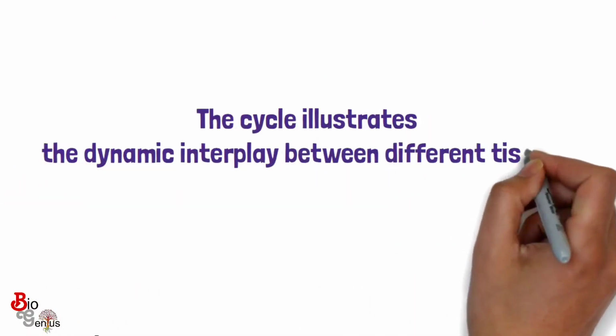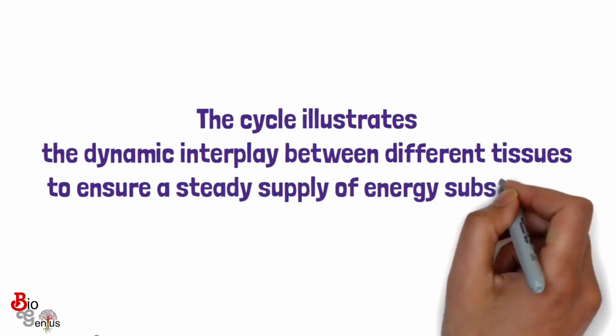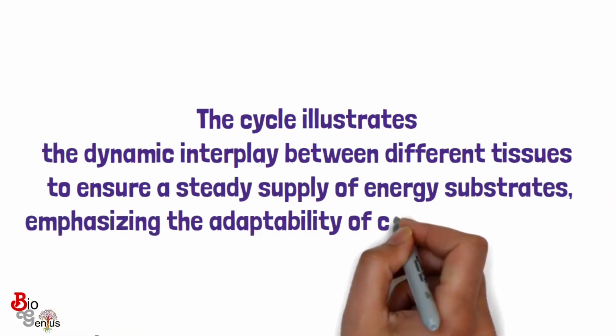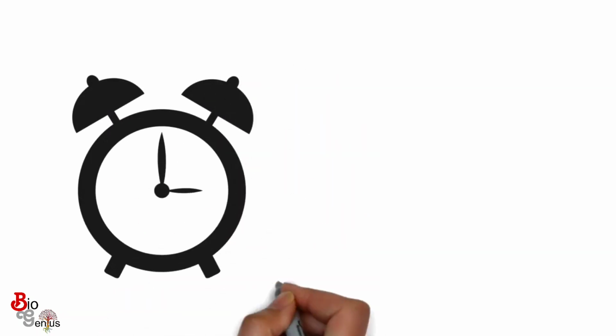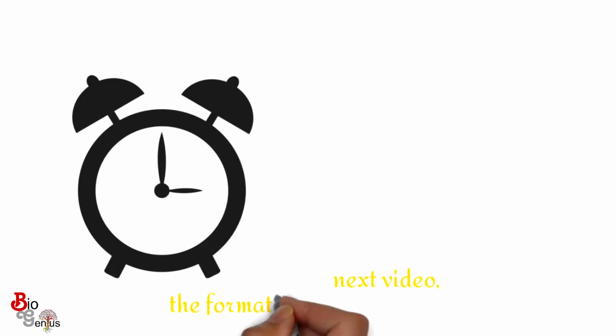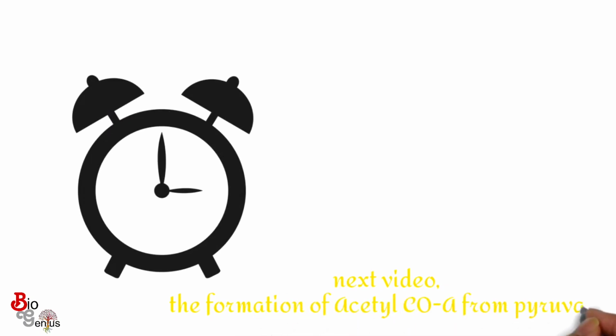The cycle illustrates the dynamic interplay between different tissues to ensure a steady supply of energy substrates, emphasizing the adaptability of cellular metabolism. So by this, we are in the last few seconds of this video. In the next video, I shall be covering the formation of acetyl-CoA from pyruvate, the other fate.